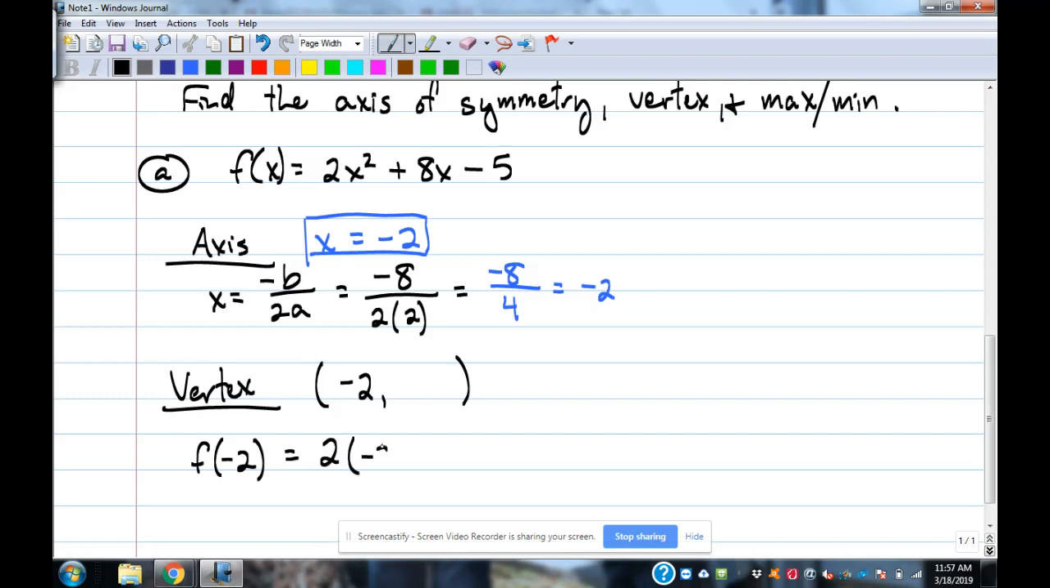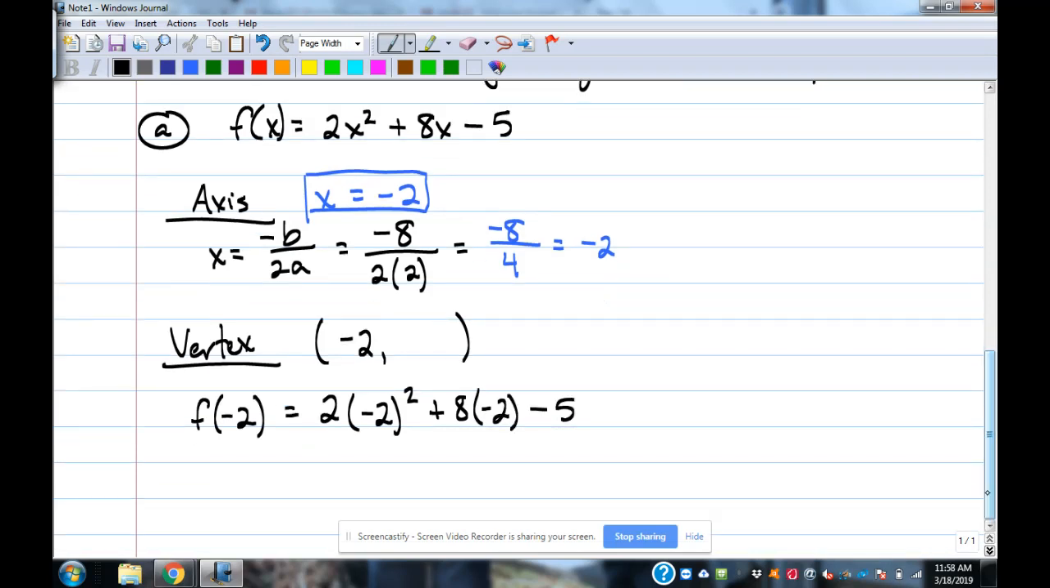So that's 2 times negative 2 squared plus 8 times negative 2 minus 5. Order of operations plays a role here, just like it always does in math: parentheses, exponents, multiplication, division, addition, subtraction, left to right. I've got an exponent on that parentheses, so what's negative 2 squared? Positive 4. Positive 4 times 2? 8. What's 8 times negative 2? Negative 16, and then a minus 5. So 8 minus 16 minus 5. 8 minus 16 would be negative 8, minus 5 is negative 13. So the y value is negative 13.